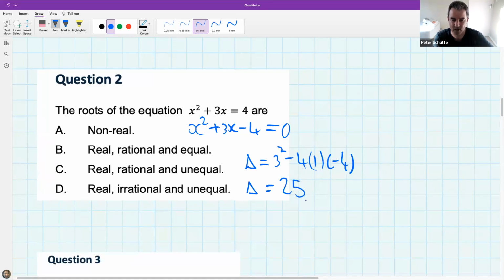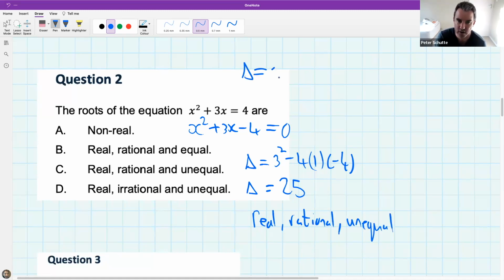25. Okay, now, what is special about 25? It's a perfect square. Okay, that's the important bit. So we know it's real. We know it's rational. And what's the last thing? Equal or unequal? It's not going to be equal. It's actually going to be unequal. The only way it would be equal is if delta was 0.